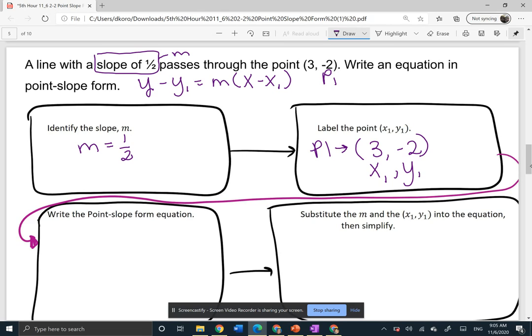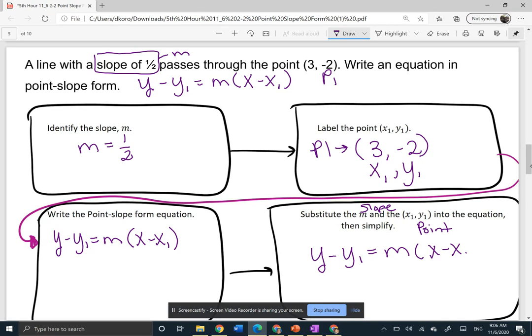Then you're going to write the point slope form equation. So that is y minus y sub 1 is equal to m times x minus x sub 1. So write that down if you're going to need it for your next slide. Then you're going to substitute the m, which is your slope, and the x1, y1, which is your point, into the equation, then simplify. So let's write that down. So y minus y sub 1 is equal to m times x minus x sub 1.